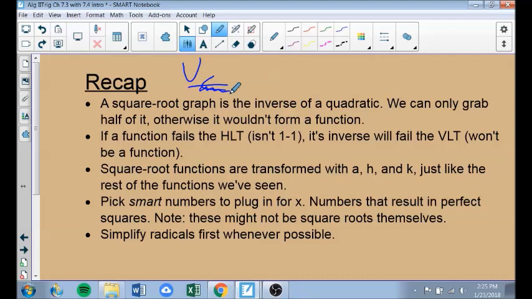Square root functions are transformed with a, h, and k, just like the rest of the functions we've seen. The key here is picking smart numbers to plug in for x. Numbers that result in perfect squares like 0, 1, 4, and 9. Simplify radicals first whenever you can.